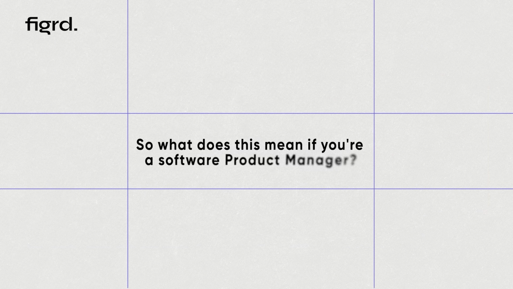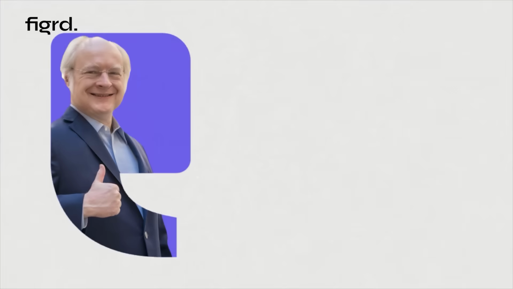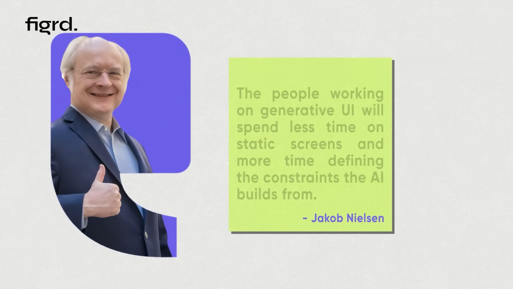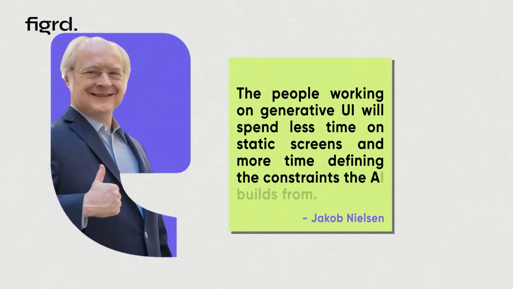So what does this mean if you're a software product manager? You stop speccing screens and you start speccing intents. Instead of saying the dispute flow has 4 screens with these layouts, you say when a user needs to dispute a charge, show the transaction and a one-tap action. Jakob Nielsen said it earlier this year, the people working on generative UI will spend less time on static screens and more time defining the constraints the AI builds from.